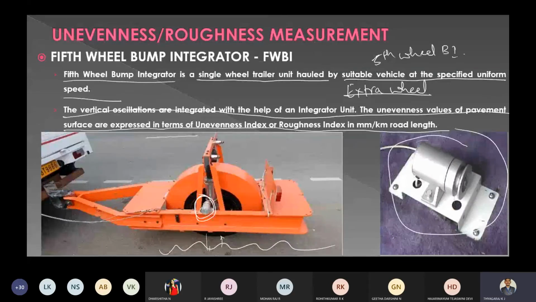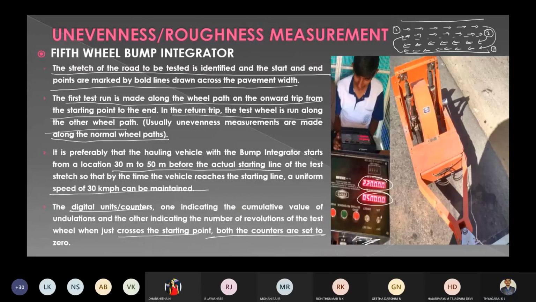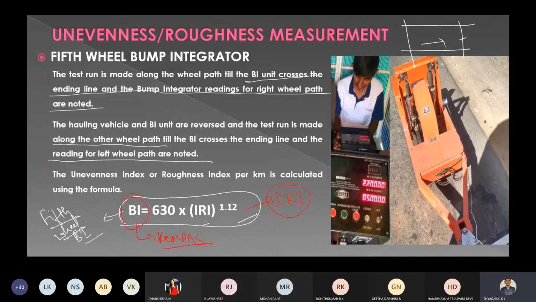So the next one is a fifth wheel bump integrator. An extra fifth wheel is fixed to the towing vehicle. To that a sensor and a pulley arrangement will be made and it will be operated, towed along the wheel path of the vehicle. Remember all the unevenness equipments are towed along the wheel path only. Then you note down the readings, and you will be calculating the International Roughness Index using this equation. This is the standard equation given by IRC.